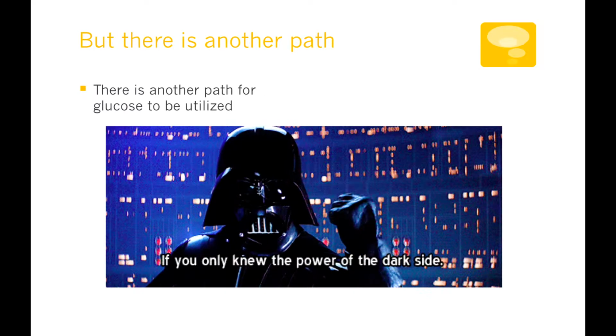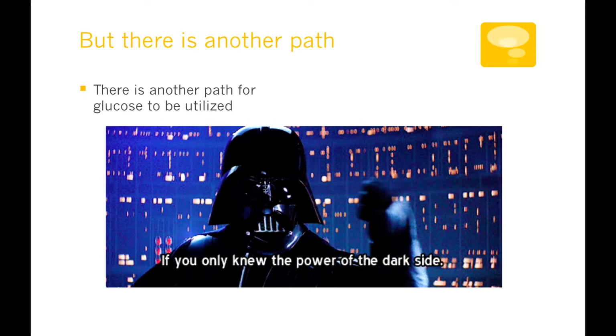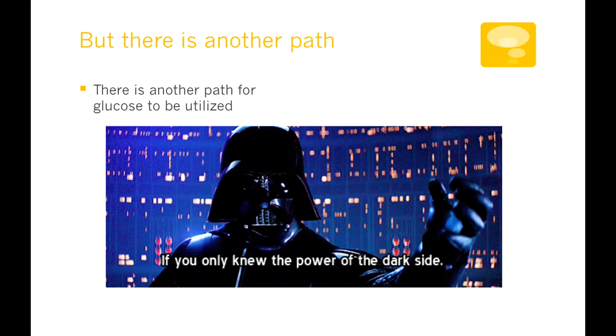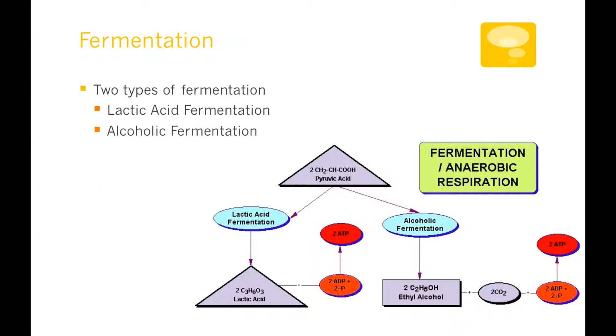But there is another path for glucose to be utilized into energy. Fermentation. We have two types of fermentation. We have lactic acid fermentation and alcoholic fermentation. This is an anaerobic process. It does not use oxygen. So our electron transport chain, our Krebs cycle, all require the presence of oxygen, and it is a highly efficient process. Fermentation is a less efficient process, and it is used when the cell lacks oxygen.